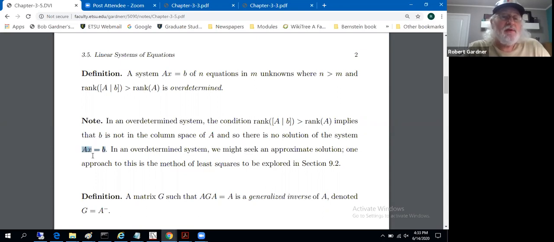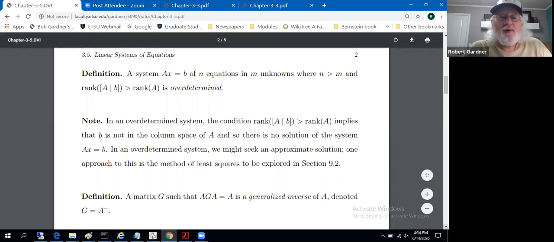What's up with this? What's that got to do with column spaces? We've done this a bunch. Oh yeah, AX gives a linear combination of the columns of matrix A with coefficients given by the components of X. It's something in the column space. Well, B ain't in the column space. All right, then there's no X that makes this little equation true. So in overdetermined systems, no solutions.